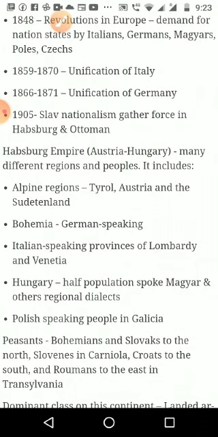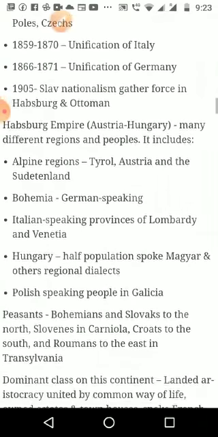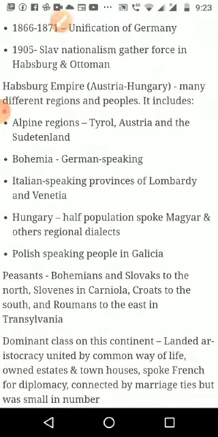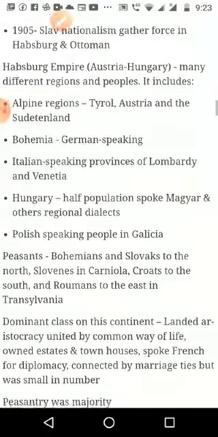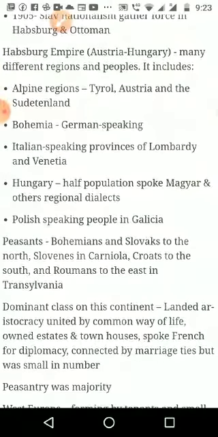1859 to 1870, unification of Italy. 1866 to 71, unification of Germany. 1907, Slav nationalism gathered force in the Habsburg and Ottoman Empires. The Habsburg Empire, or Austria-Hungary, had many different regions and peoples.